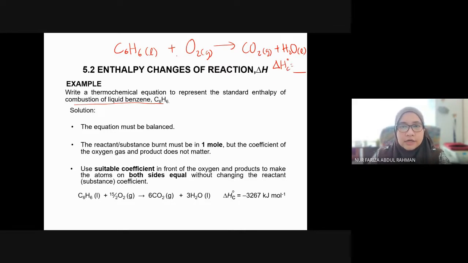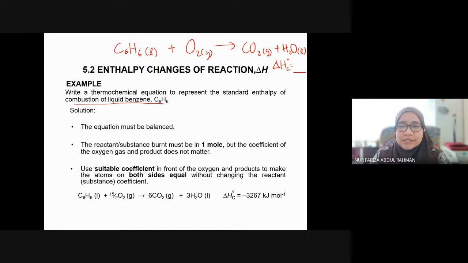Okay, all right. So for this one, you don't have to consider the reactant needing to be in its constituent element. Tak payah, tak perlu. Because we don't have that specified in the definition of combustion. We don't have to make sure that the reactant needs to be in its constituent element. Tak perlu. Cuma dia mesti 1 mole for the substance that needs to be burned. Itu sahaja. Alright, and then the rest are all the same lah.